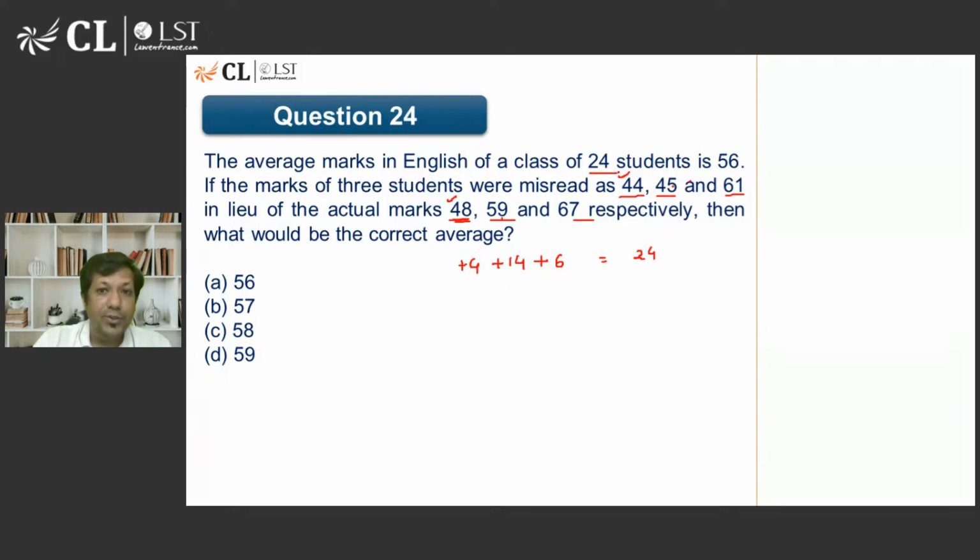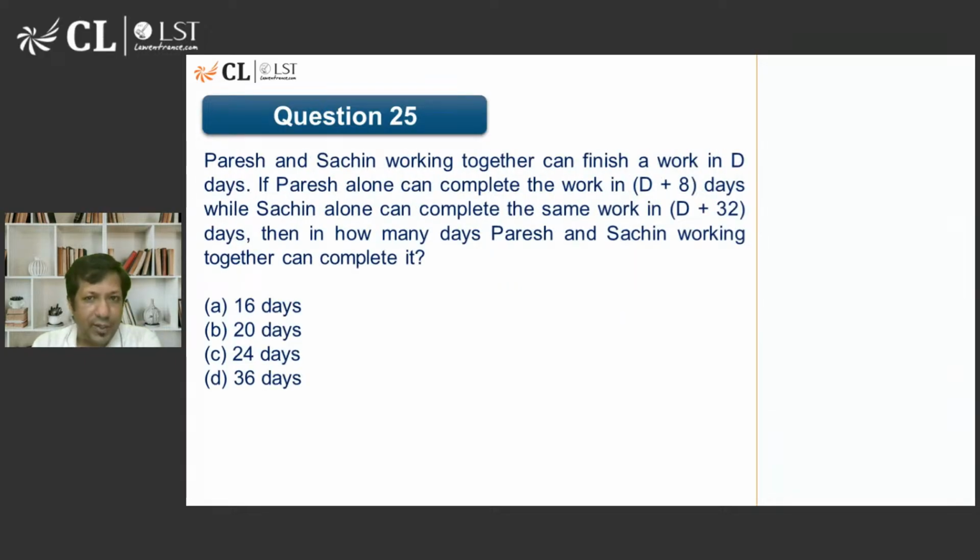What is the total number of students? That's 24. So how much increase should be there in the average? That should be 1. So the initial average was what? 56. Now what should be the average? That's 57. So the answer of this question is option B. You don't use variables for these kind of questions. So you can directly work on the summation and see the difference in summation, and accordingly you can definitely get the answer easily. Now let's move on to the next one.